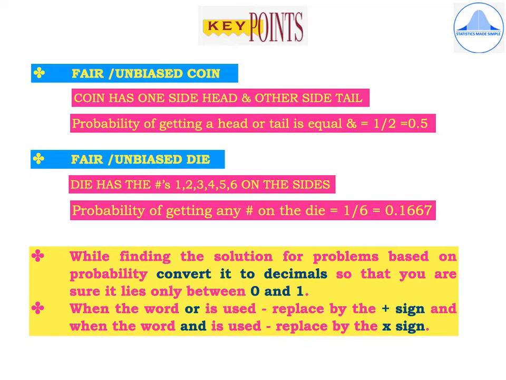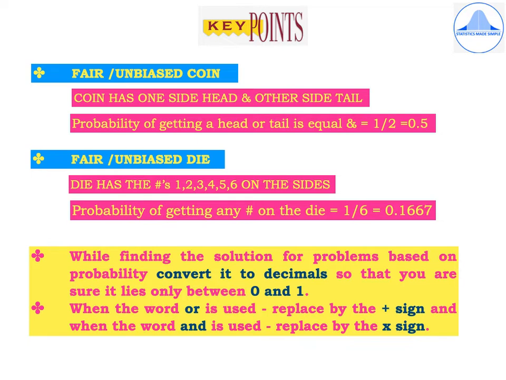Similarly, what is a fair or unbiased die? A die which has only the numbers 1, 2, 3, 4, 5, 6 on its sides is a fair or unbiased die, and the probability of getting any number on the die will be equal to 1 by 6, which when converted into decimals is 0.1667.